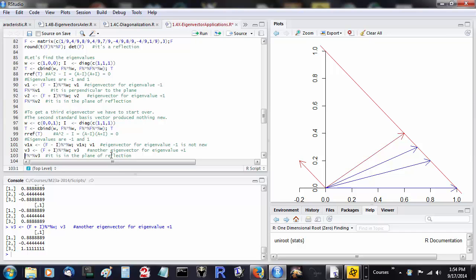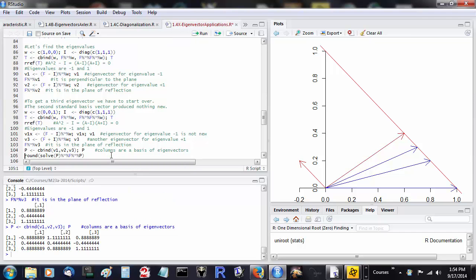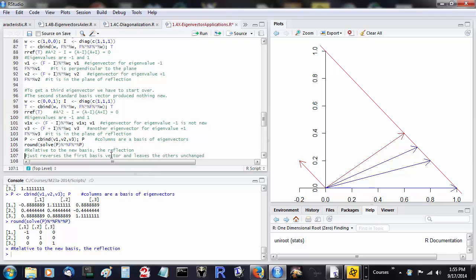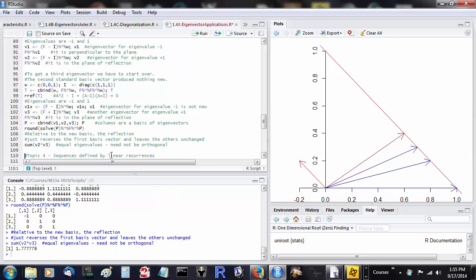That's another independent eigenvector for the eigenvalue +1, and now we are done. We make our matrix P by binding together our three eigenvectors. Since the first one is for eigenvalue -1, the other two for +1, the diagonal matrix that we want will have a -1 and two +1s in it. And I could, if I wanted, recalculate F as P D P inverse.